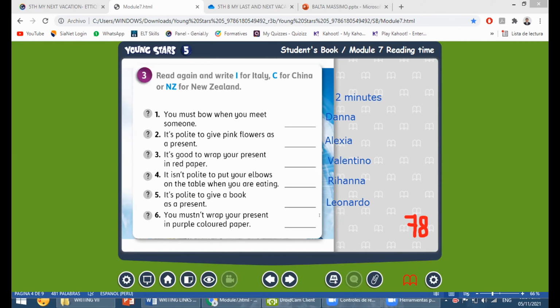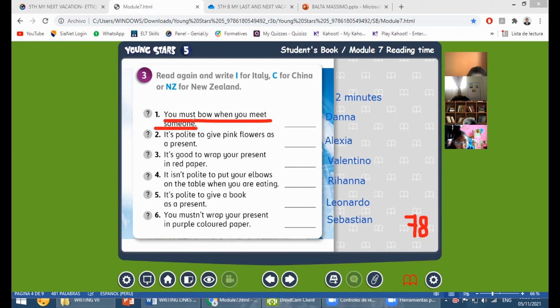First, complete in your books, okay? One volunteer more. I need one student more for the number 6. Okay, my friends, you are going to tell me this. You read a sentence, and then you tell me, teacher, it is for Italy. Teacher, it is for China. Or teacher, it is for New Zealand. Okay, tell me the country.